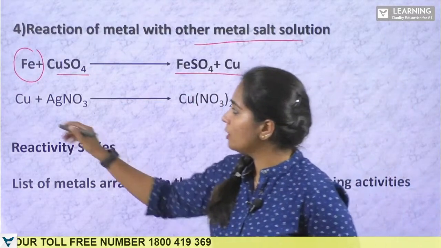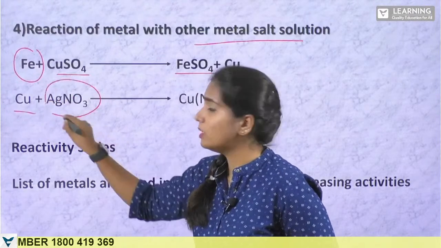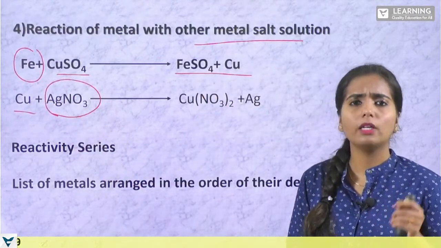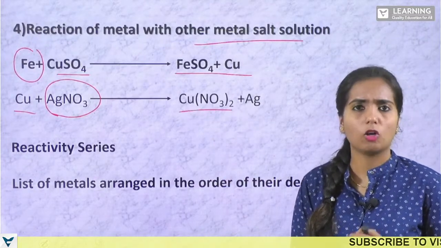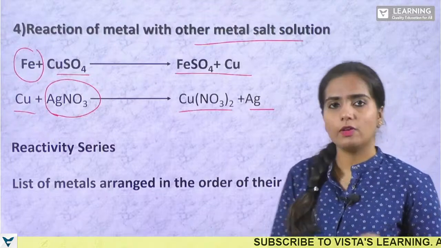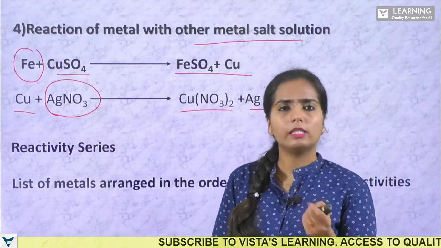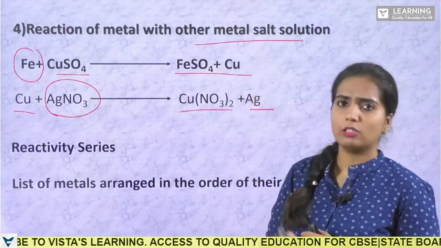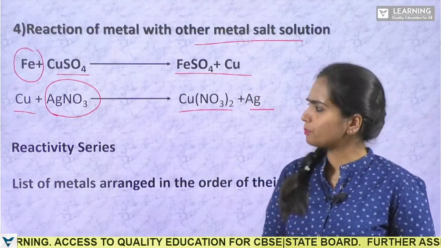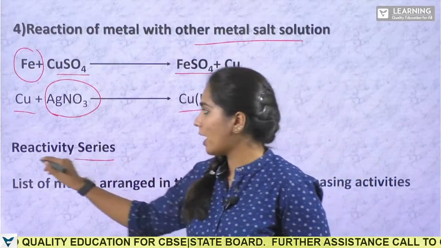Again, one more example: we are taking copper and treating it with silver nitrate. We get Cu(NO3)2, that is copper nitrate, with the liberation of silver. These are two examples I have given for the reaction of metal with other metal salt solution.